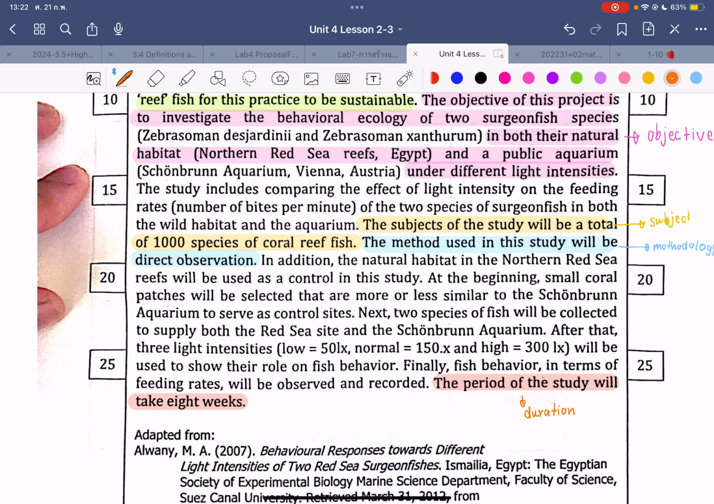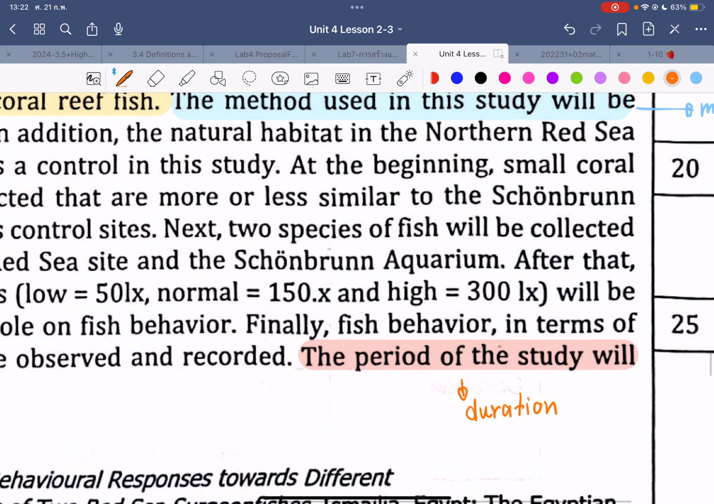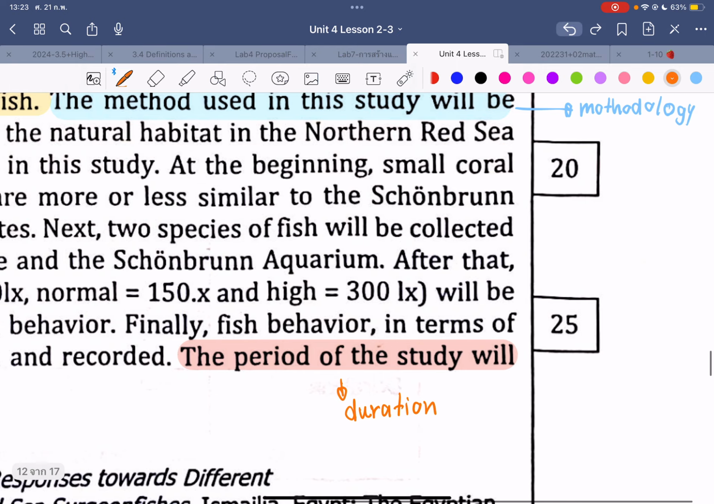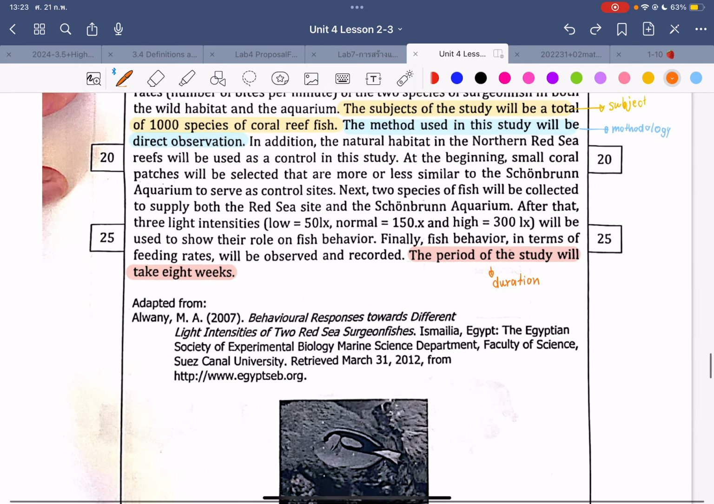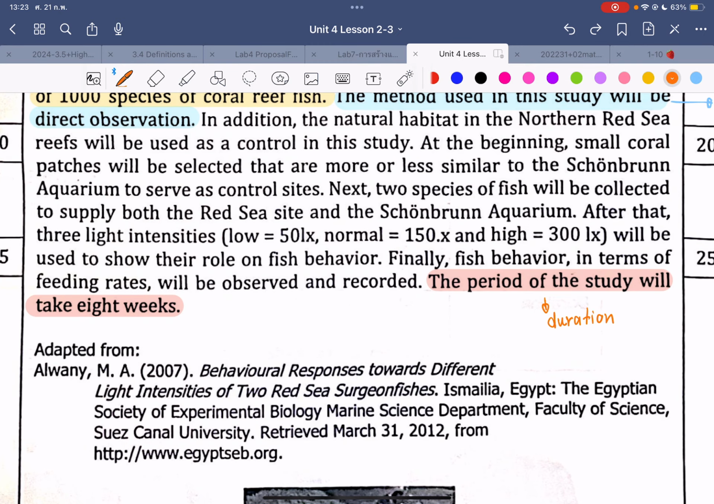Now in the beginning, what will happen? The small coral patches will be selected, and then they will be put at different control sites. And then next, the species, the fish, will be introduced into the two locations, in the artificial one as well as in the natural environment. And what happens thereafter, they will be exposed to different light conditions like low, normal, high.